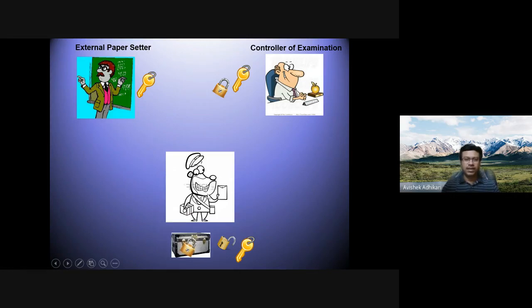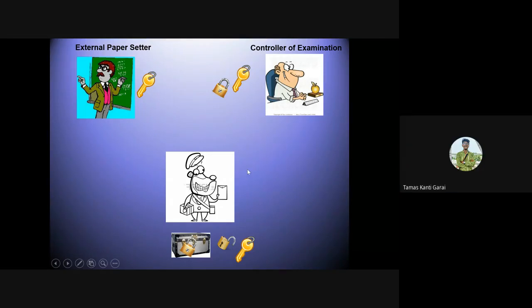Okay, now what will the postman do? Any idea? Any guess? He has a duplicate key. So he has a key to the lock with him. He will just lock it and give it.